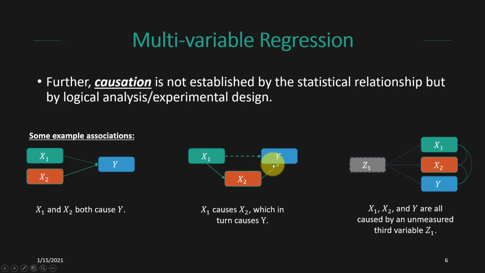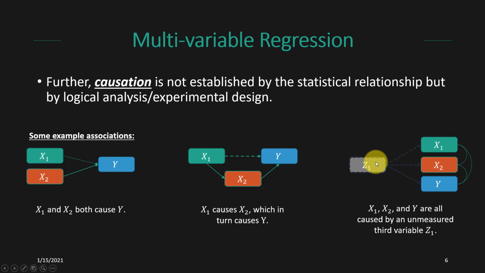And at each of these stages, we'd have to worry about whether there is another mediating factor in the linkage between x1 and x2. Is there an x3 that lives somewhere over here? Similarly, we might have an issue where x1, x2, and x3 are actually all caused by an unmeasured third variable, which I'll call z1.